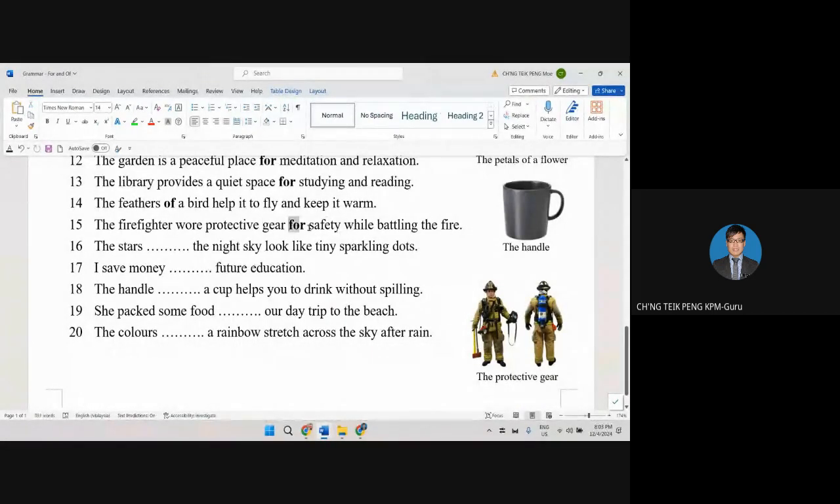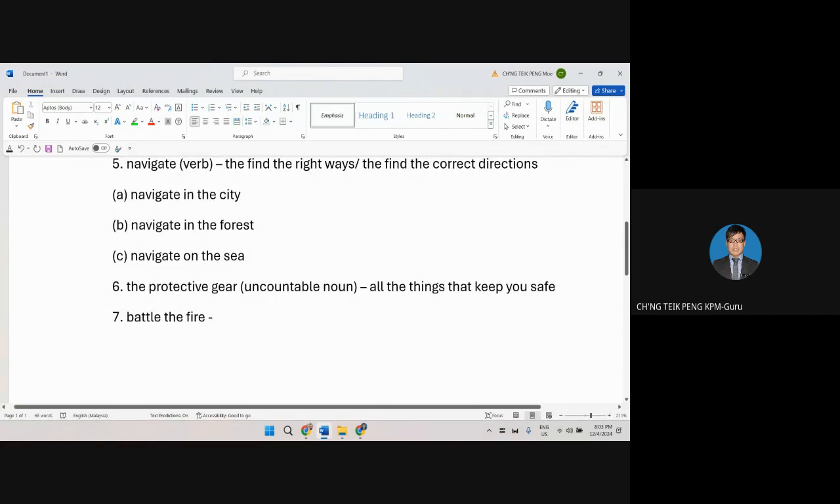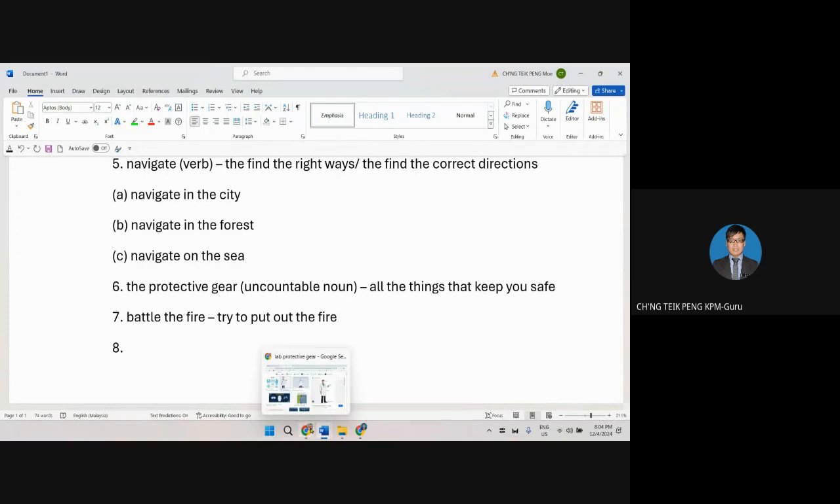Come back here. You are telling me the function, the purpose, or the goal. 那个 protective gear 的目标，它的目的是什么？为什么我们需要它 for safety while battling the fire? So battle the fire. 不是说跟那个火打架，这里是形容修辞手法来的。When you battle the fire, it means you try to put out the fire. OK，你尝试扑灭那个火，put out the fire, you battle the fire.